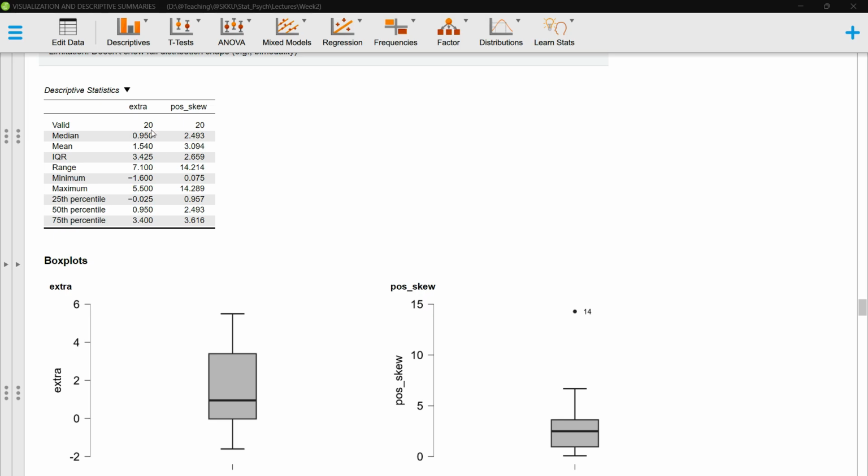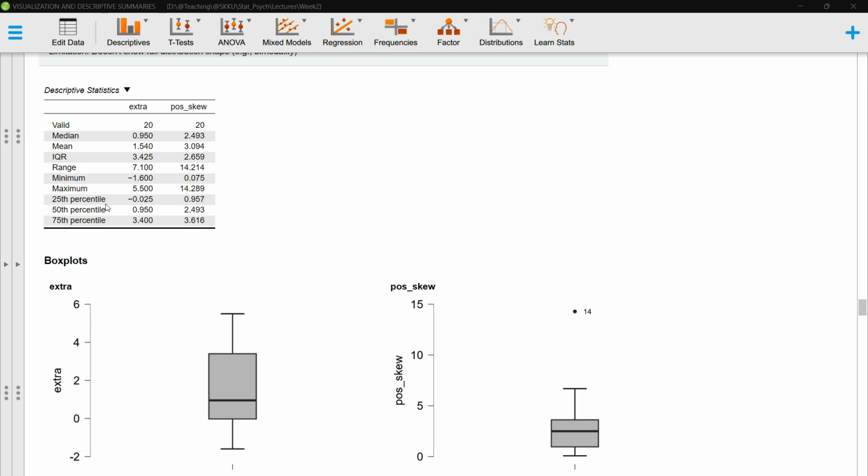But this is the same for the extra hours variable. And the IQR is this amount, and for the second variable it is 2.65 something. And the range, the difference between the minimum and maximum value, like 5.5 minus 1.6, gives us 7.1. And the distance between the two values is 14.